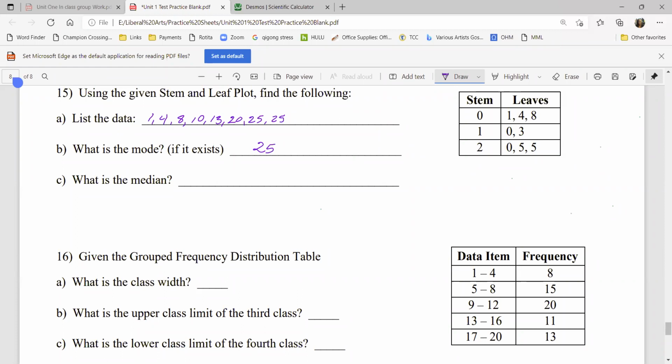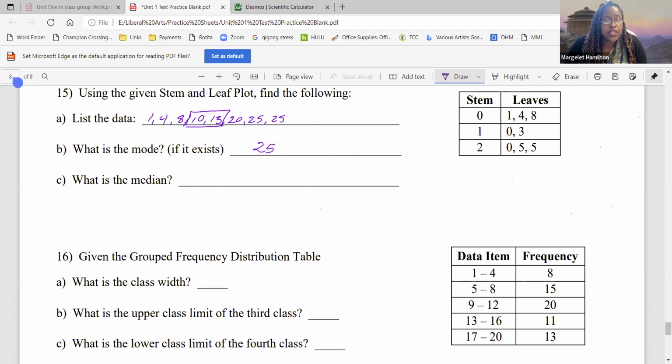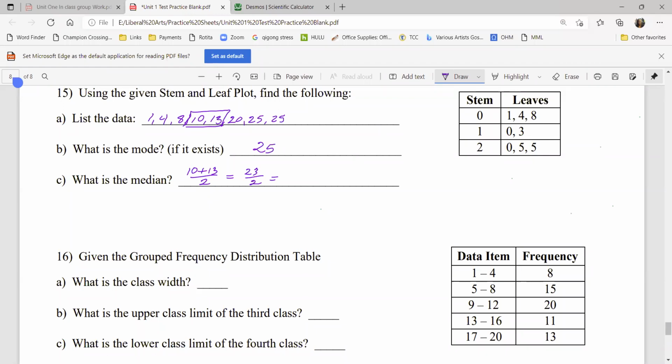Is it 11.5? Okay, is it? What numbers do you have to work with? 10 and 13. Okay, so right here, you see that it's an even amount of numbers. So we have to look at 10 plus 13 divided by 2. And that gives us 23 over 2, which equals, what number did you get? 11.5. Okay, so our median, 11.5.